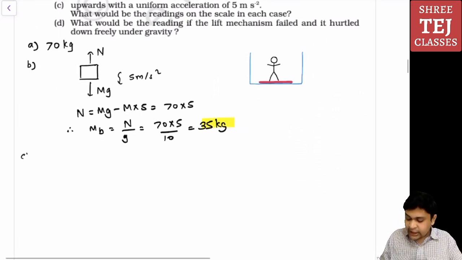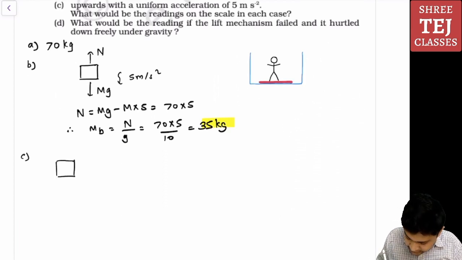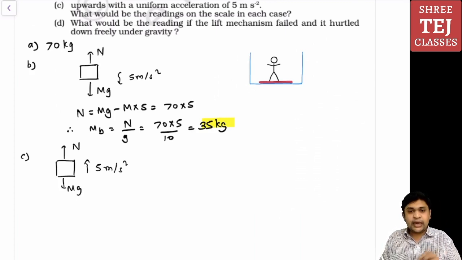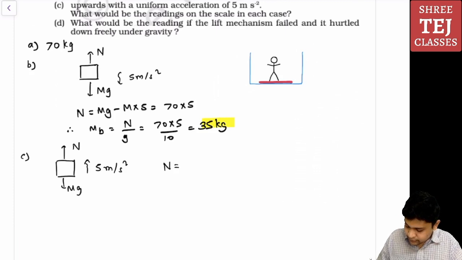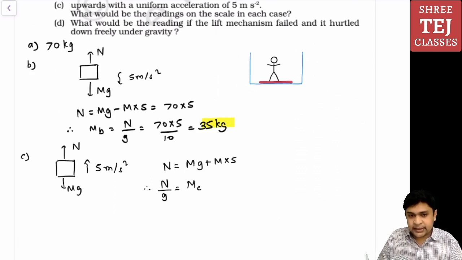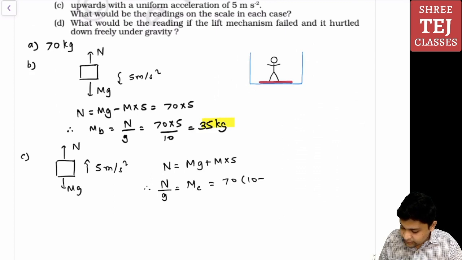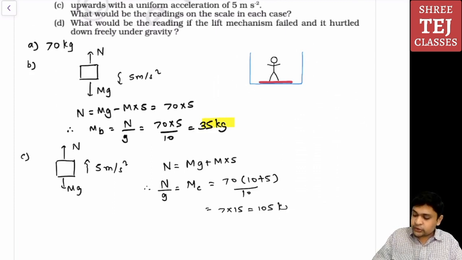Now for the third condition, if the lift is moving upwards, okay, so this is normal N, this is mg, and the lift is moving upwards with 5 meter per second square. Again we will do the same thing. Normal now would be mg plus m into 5. We have to find N by g, which is equal to m_c, the mass in condition C. So that would be 70 into 10 plus 5 upon 10. So that would be 7 into 15, which is 105 kg. So in the third condition, the mass shown on the weighing scale would be 105 kg.